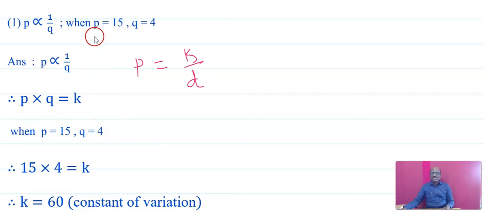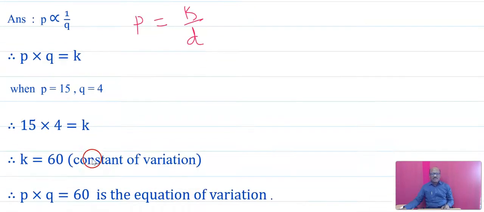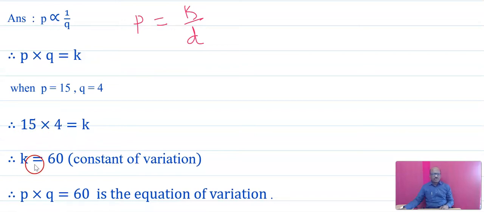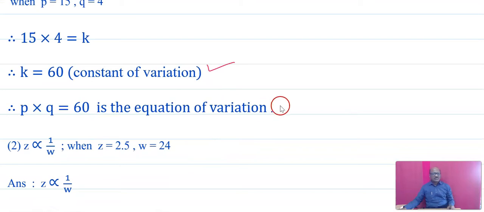Now we are given that P is 15 and Q is equal to 4. Substitute here P is 15 and Q is equal to 4. Therefore K is equal to 15 into 4, that is K is equal to 60. Therefore this is the equation of the variation. What is the equation of the variation? P into Q is equal to 60.